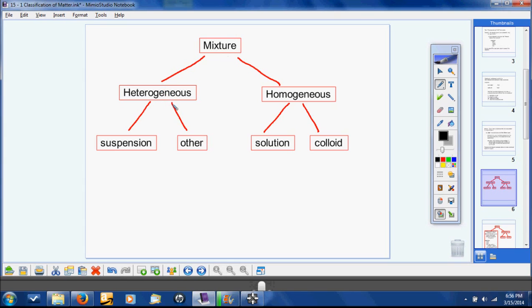Heterogeneous mixtures, we have a whole variety of them, so I just put "other" here. This isn't really a technical heading, but anything that doesn't belong under the suspension category, which I will very carefully define shortly, is just another random heterogeneous mixture. Homogeneous falls under two categories. We have solutions and we have colloids.